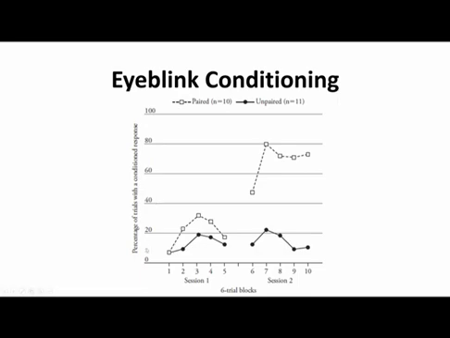So here they were learning about this association between the conditioned stimulus and the unconditioned stimulus, but that learning wasn't evident until the second session. And that's where we see this significantly higher percentage of trials with blinking in the paired group than in the unpaired group. And that difference only got stronger here.